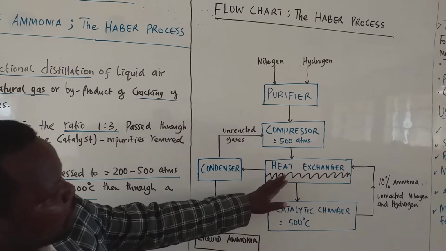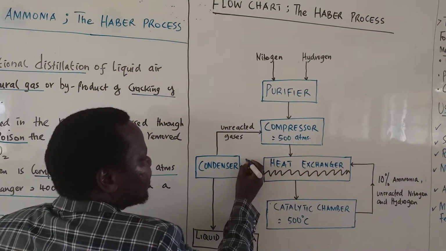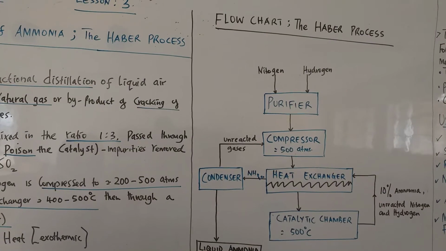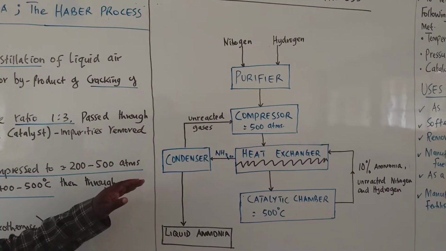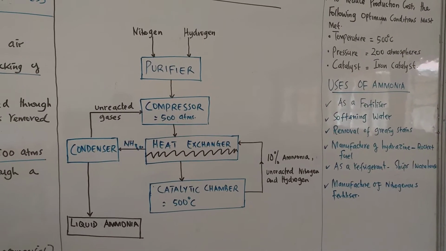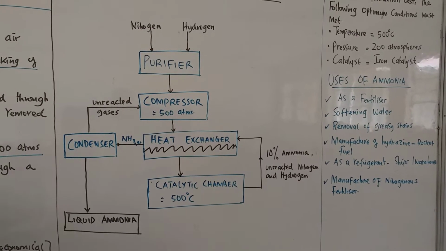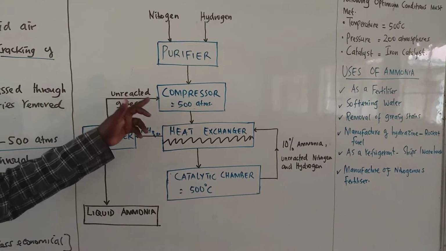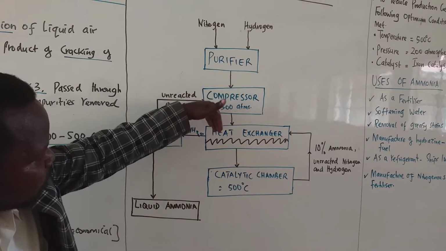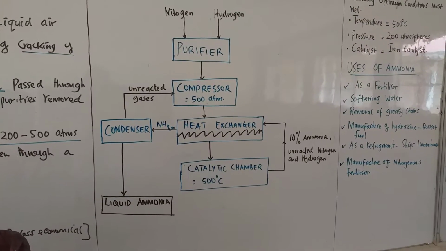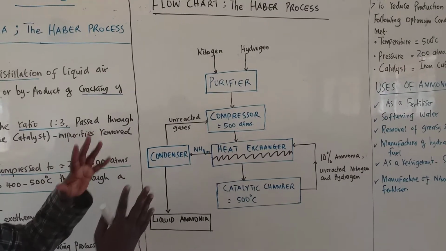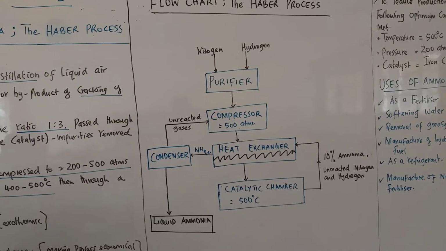But now the ammonia which is produced, it's actually ammonia gas, passes through into the condenser, where it is condensed, then liquefied, and stored in cylinders ready for distribution. Now, if you have other unreacted gases, then you also have them going from the condenser back to the compressor, and the whole process again continues until we maximize on all the raw materials. That simply is a summary of the Haber process.